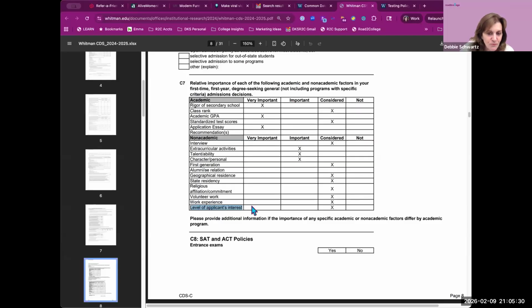And some schools will say that demonstrated interest is important. So again, Whitman is saying it's considered, but if a school says it's important, I would absolutely make sure that your student takes effort to demonstrate their interest. And there are lots of easy ways to demonstrate interest.